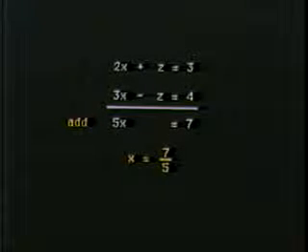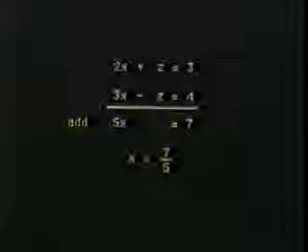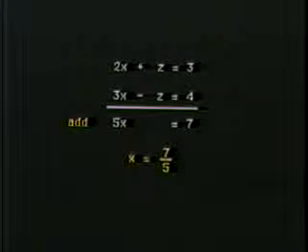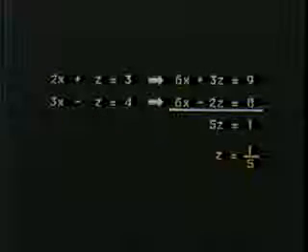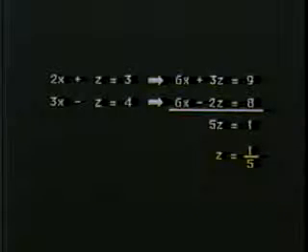We can solve for x and z the same way we did earlier. We cancel out the z's by adding, and we quickly find the value of x, 7/5. Then, to get z, we multiply the first equation by 3 and the second by 2, and then subtract. The 6 x's disappear. And notice what happens when we subtract a negative 2z. All of which tells us that z equals 1/5.